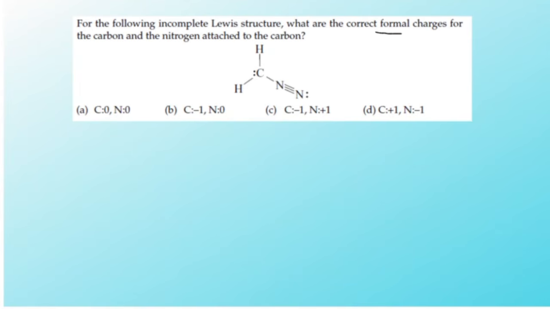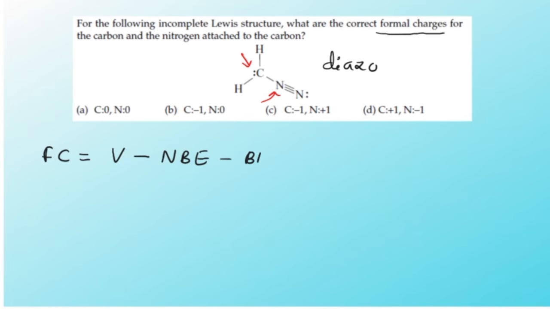The next question is based on formal charges. You might have learned this in the chemical bonding chapter. There is a Lewis dot structure for a diazo compound. You have to find out the formal charge for the carbon and the nitrogen which is attached to that carbon. There are 2 ways of doing this. One is directly using the formal charge formula: formal charge is equal to the number of valence electrons minus the number of non-bonding electrons, that is lone pair electrons, minus half of the bonding electrons. But this is time consuming.